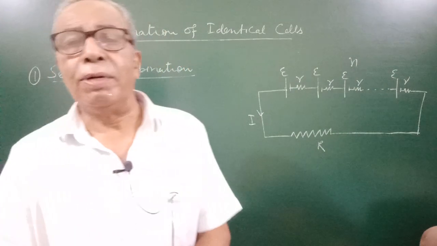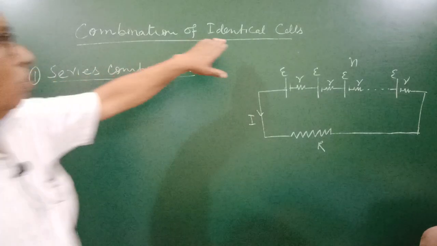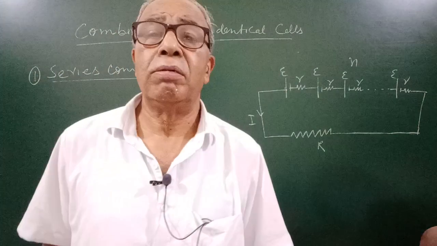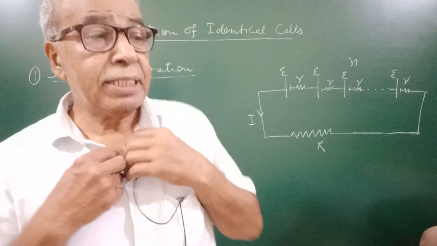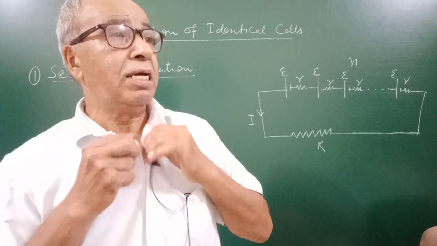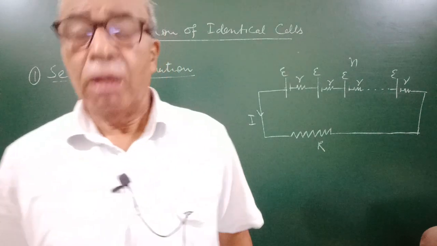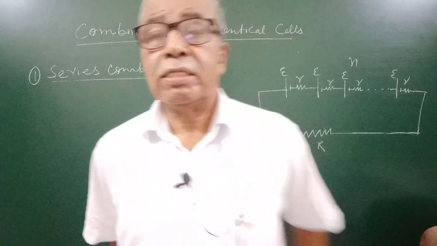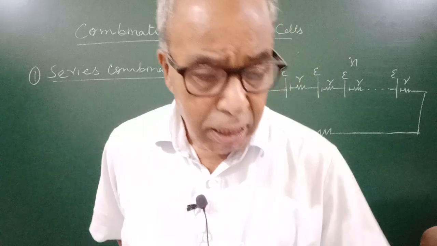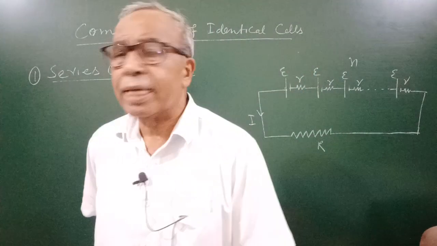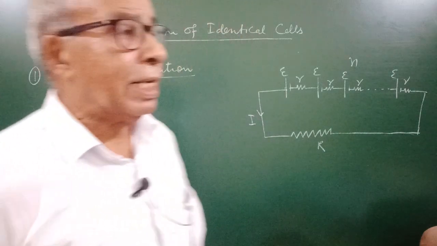In this video I will take combination of cells, identical cells. Which cells are called identical? If two or more chemical cells have same electromotive force E and same internal resistance, then they are called identical cells. The EMF generally you can obtain same, but internal resistance may vary, but neglecting that variation we can imagine we can have identical cells.